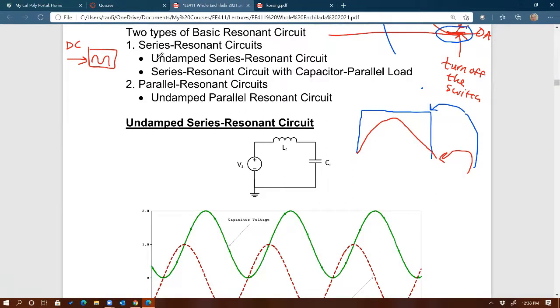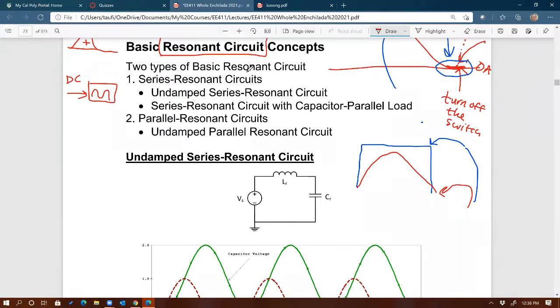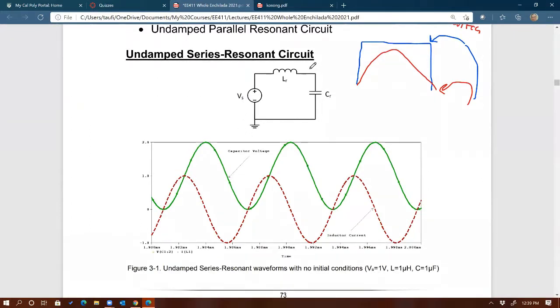Let's check this out. I'm going to go over 2 different types of basic resonance circuit. The first one is called series, and the second one is the parallel circuit. You probably remember those from 212. Here's an example of a series resonance circuit. Very simple, isn't it? You only have L and C, connected in series. And this voltage right there, the source, that's DC. This is a DC source.